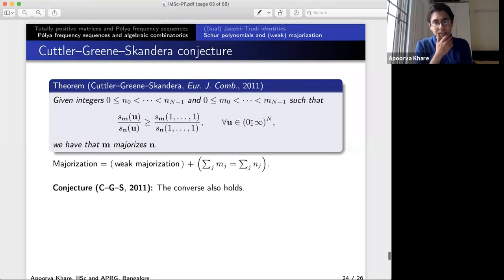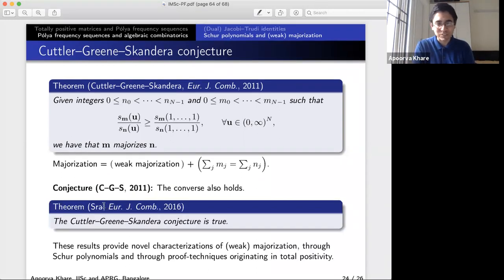And then Cutler, Green, and Skandera actually conjectured that, of course, the converse should hold, and you would be very reasonably in your rights to believe that it does hold, given the previous slide about weak majorization being if and only if. And yes, the converse does hold, no surprises there. This was proved in 2016, much later again. And there's a different proof that came out, I think, last year of the same thing, that the if part also goes. If m majorizes n, then this happens.